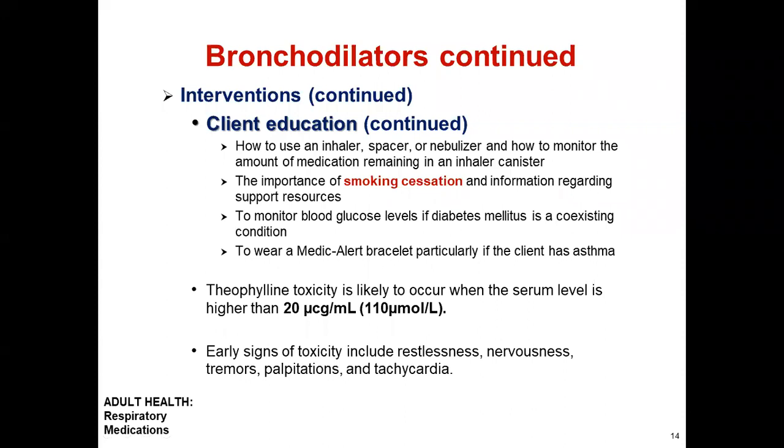Theophylline toxicity likely occurs when the serum level is higher than 20 milligrams. As I told you, theophylline can cause many serious side effects like dysrhythmia or seizure. So it is very important to monitor the theophylline level. This is more than enough about bronchodilators. What are the medications we use for respiratory problems?